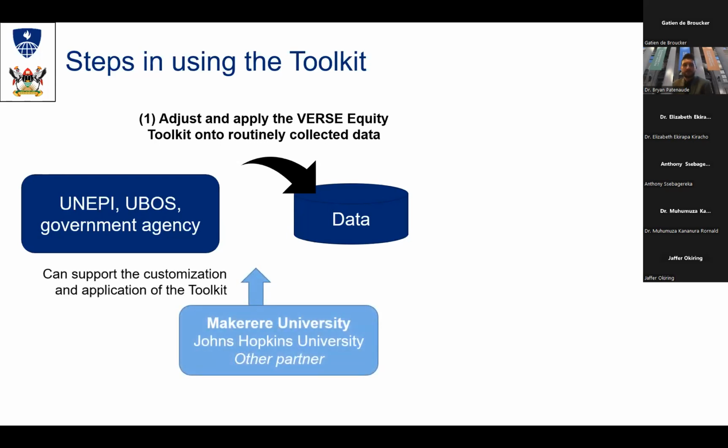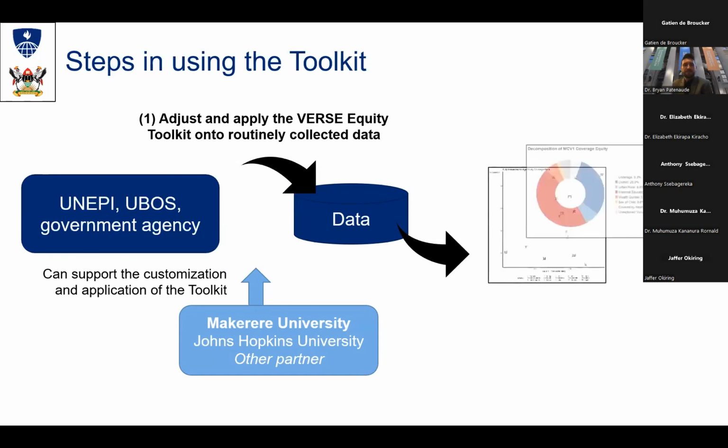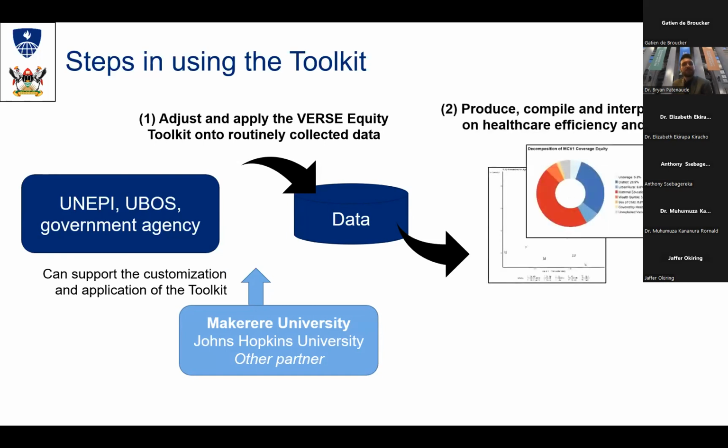Then you can work with either Makerere or Johns Hopkins, so one partner, in terms of helping customize the toolkit to particular needs. So if you want to do immunization, you're pretty good to go. It's formatted for you. It can look at all of those different things. But if, for example, you want to look at inequalities in HIV services and antiretroviral therapy, or you want to look at inequities in contraception use or uptake of contraception or family planning methods, then you would need some customization of the toolkit, in particular determining that needs variable, right?